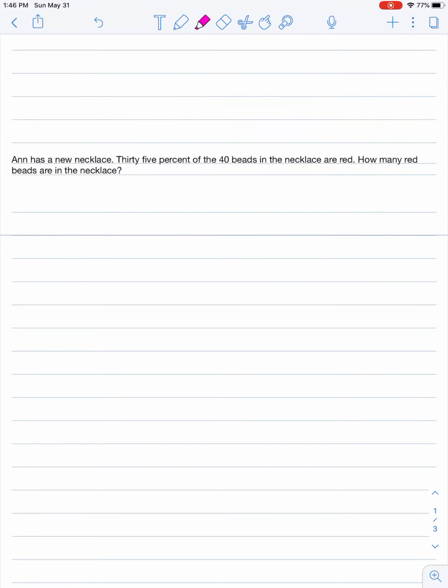And let's see. Okay, Anne has a new necklace, and 35% of the 40 beads in the necklace are red. So we have 35% of 40. And they want to know how many red beads are in the necklace. So remember, what we want to find is the percent of a number.